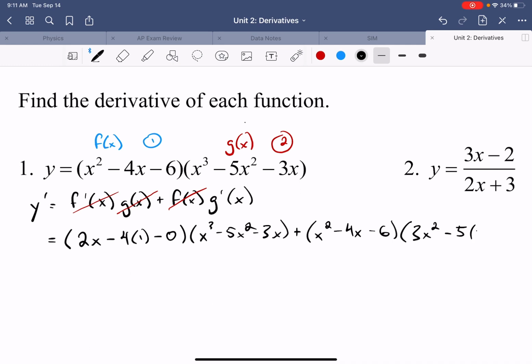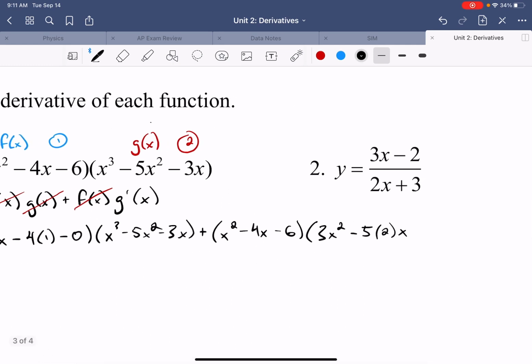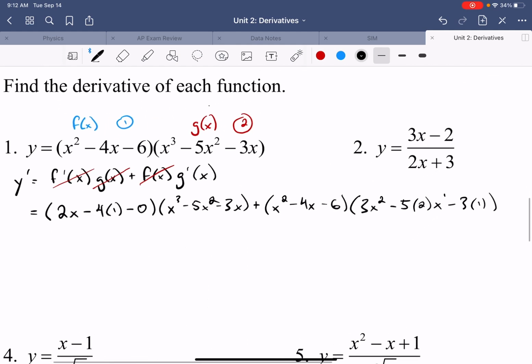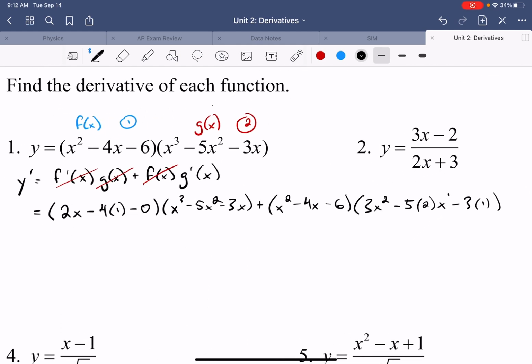So if I drop the exponent out front, that's a 2 times x. And then subtract 1 from the exponent, so that's to the first power. And then finally we have minus 3x, so negative 3, that's your coefficient. And then the derivative of x is a 1. So that becomes this long mess.